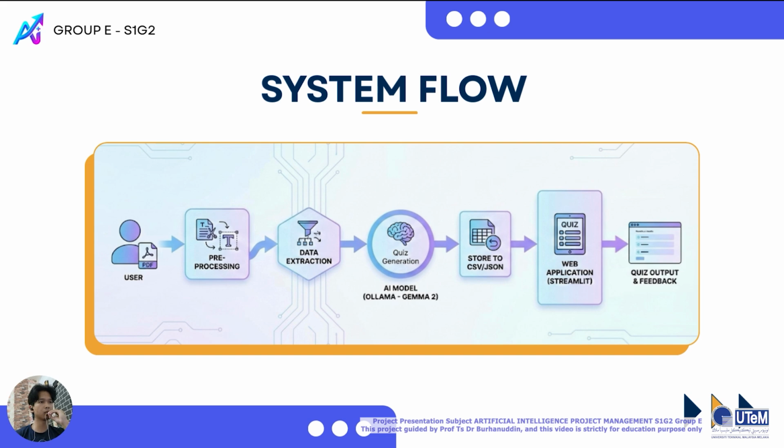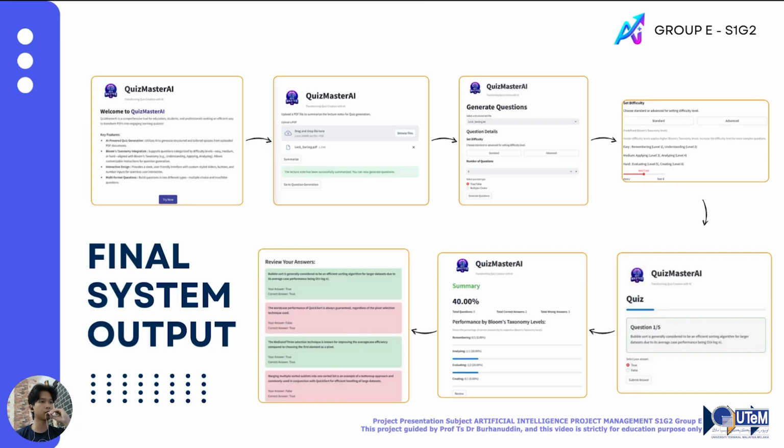And here is the system flow, where it starts with the user uploading the PDF. Then it goes through pre-processing and data extraction, the quiz generation is done by the AI model, and we store the questions inside a CSV file. Then the web app will read those questions and display them to the users. After the user answers the question, it will provide feedback. And here are the screenshots of the system that explain the system flow just now.